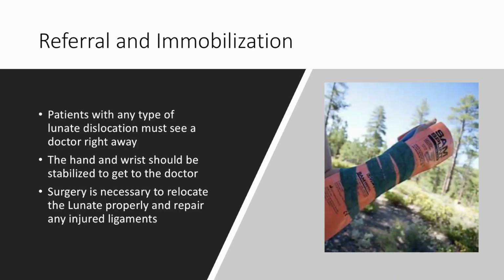When a patient has a lunate dislocation, they must be referred to a doctor immediately. When sending a patient to the doctor, you must stabilize their hand, and most people do this by using a SAM splint. These patients have to go see a doctor as soon as possible because in all of these cases, surgery is necessary to relocate the lunate in a proper fashion, as well as repair the ligaments that have been injured.